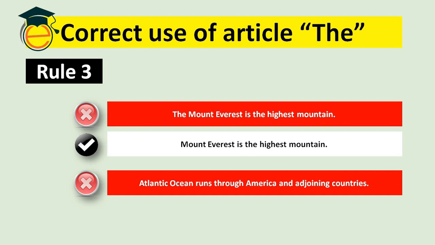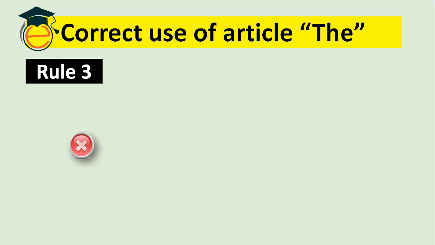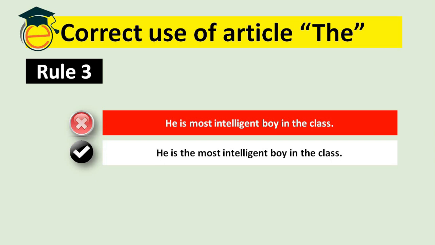"Atlantic Ocean runs through America and adjoining countries." Yes, "The Atlantic Ocean runs through America and adjoining countries." "He is most intelligent boy in the class." We have to put "the": "He is the most intelligent boy in the class", because we are talking about a group of boys.